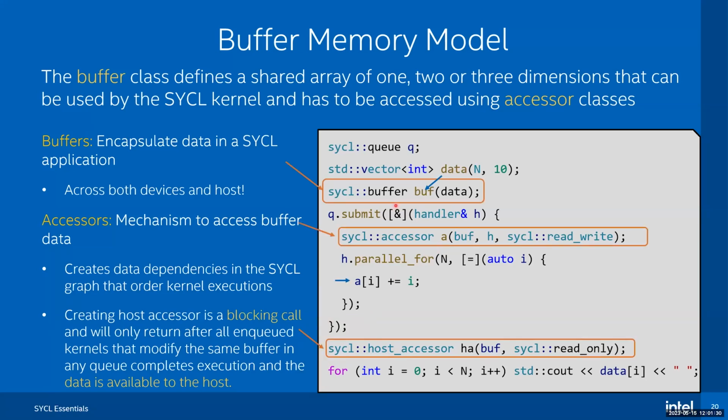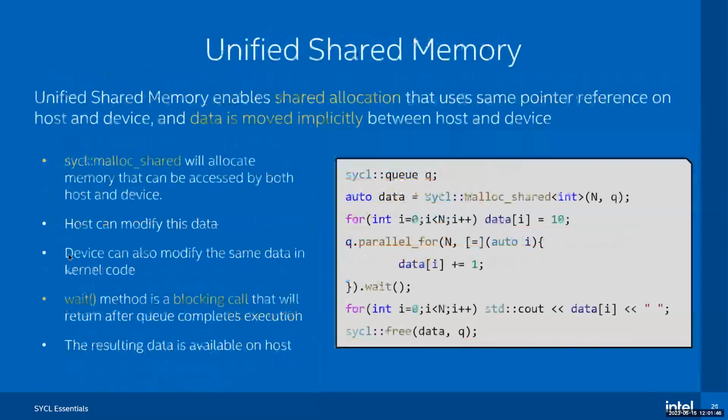So the three main unique things in this one is we have to first create a buffer, and then when we submit, we have to create an accessor, and then to copy back, we create a host accessor. So these are the three new SYCL classes that we'll be using to represent the data, right? Whereas compared to unified shared memory, as we've looked at in this example, this might be much simpler as far as coding.